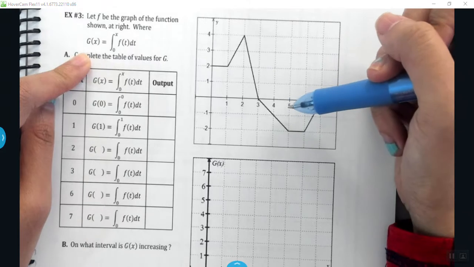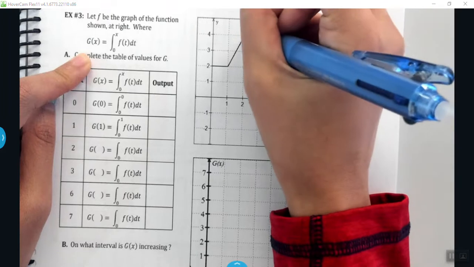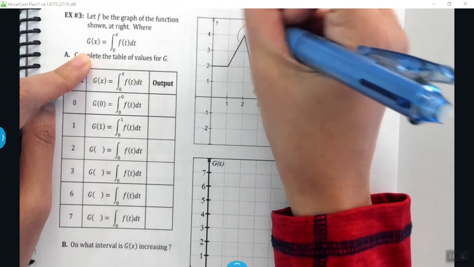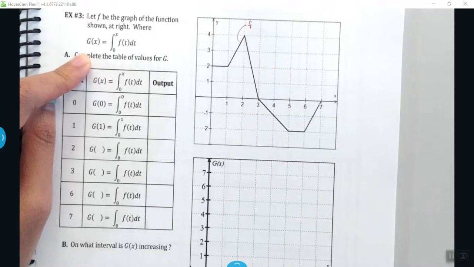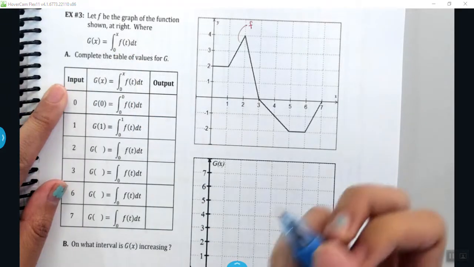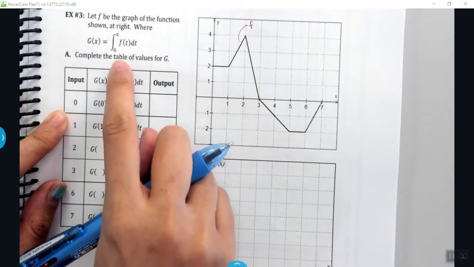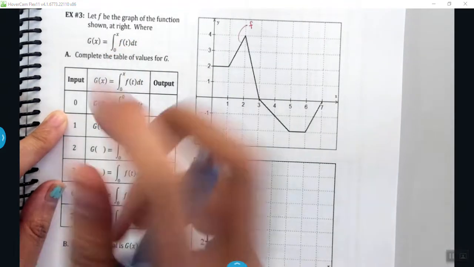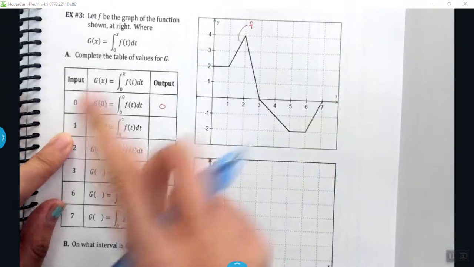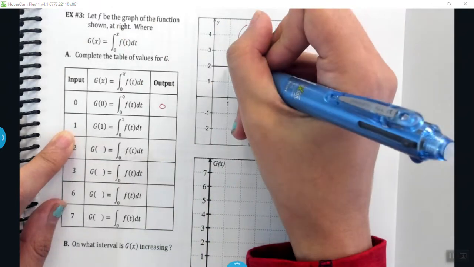Okay, so they'll give this to you a lot, and then they'll give you a graph of the f of t. So this is the graph of f right here. This is f. Okay, so that graph is f, and it's saying g of x is the integral of f of t. So let's find some of these values. If I plug in 0, what's the integral from 0 to 0? Still 0. If I plug in 1, what's the integral from 0 to 1? 2.